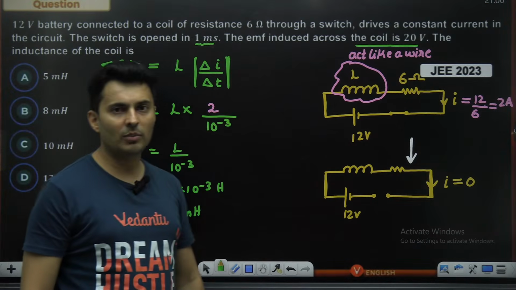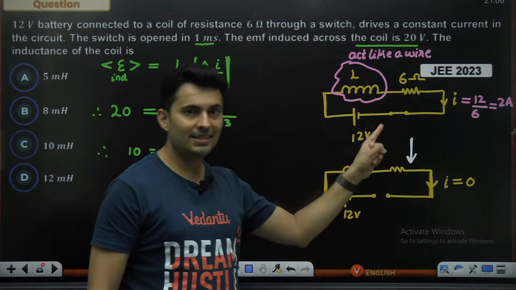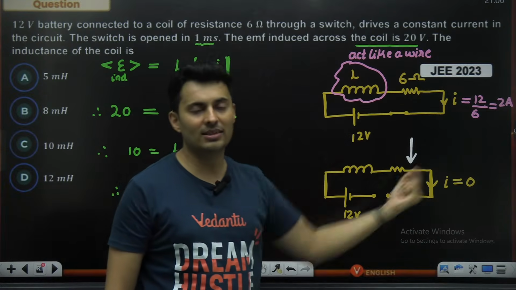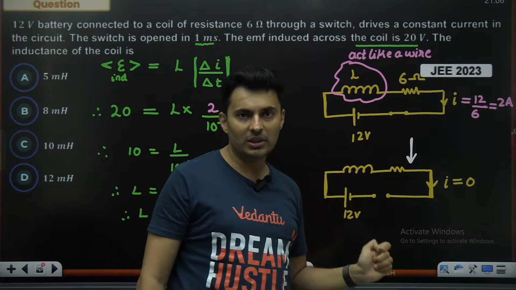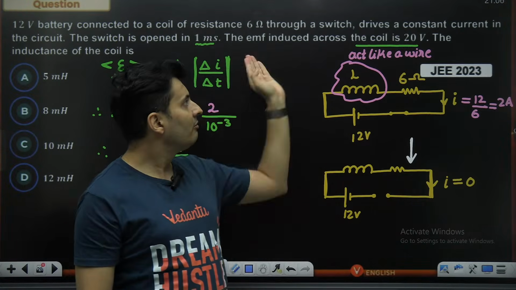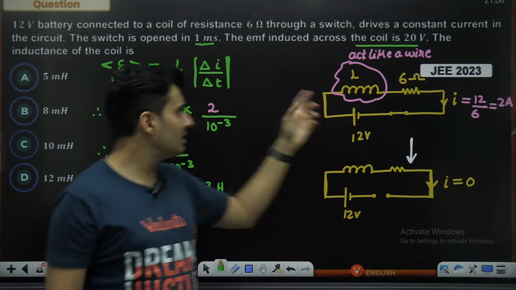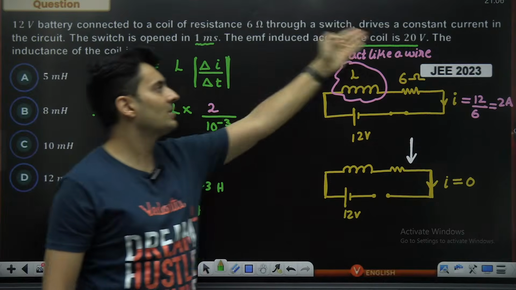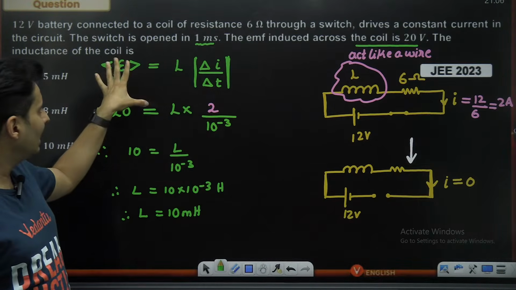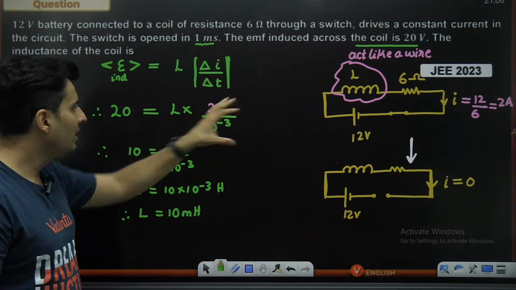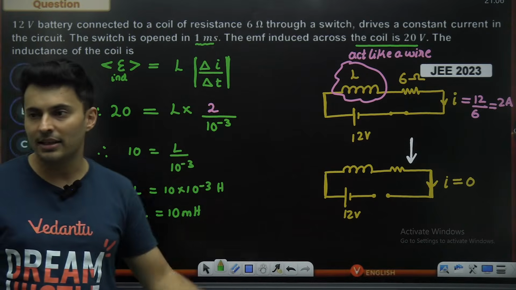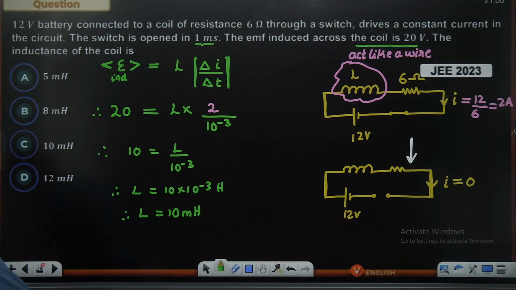So the trick of the problem was to figure out, yes, the inductor is going to behave like a wire because the current is constant. So we found out the current. Second trick was when you open the switch, the current will drop down to 0. So any change in the current will produce that EMF, which is already given to us. Last step was to actually use that formula and substitute the values to get the answer. Okay, perfect. Awesome.